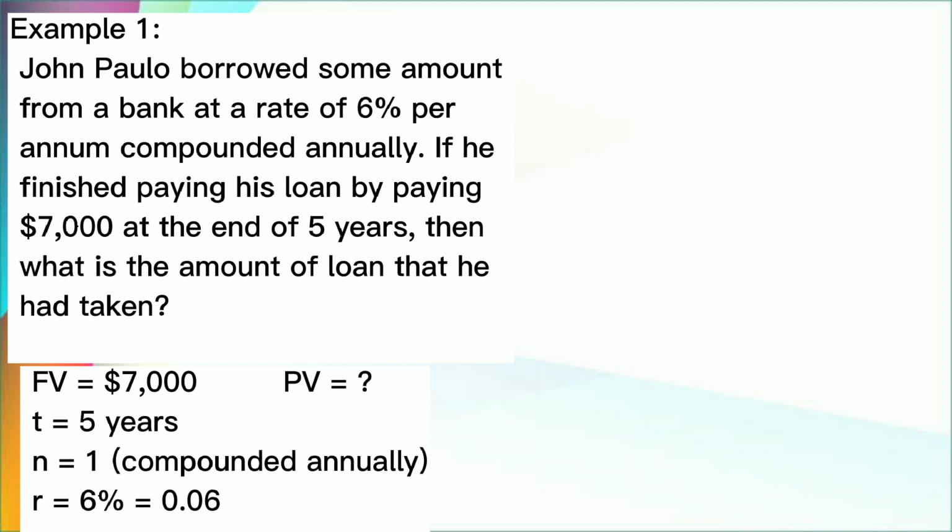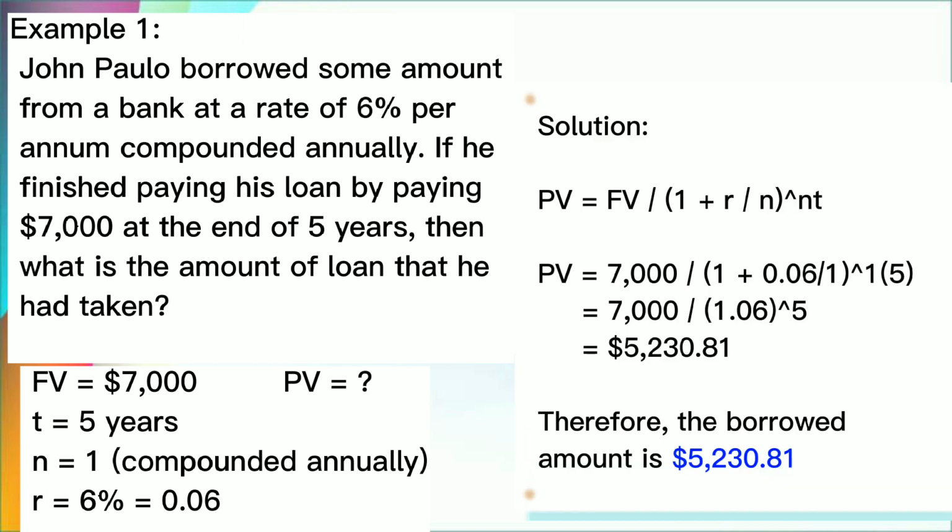Then we're going to substitute all these values in the present value formula. So we have 7,000 divided by the quantity of 1 plus 0.06 over 1 raised to the power of 1 times 5. Then it is 7,000 over 1.06 raised to the power of 5. Then the result is $5,230.81. Therefore, the borrowed amount is equal to $5,230.81.